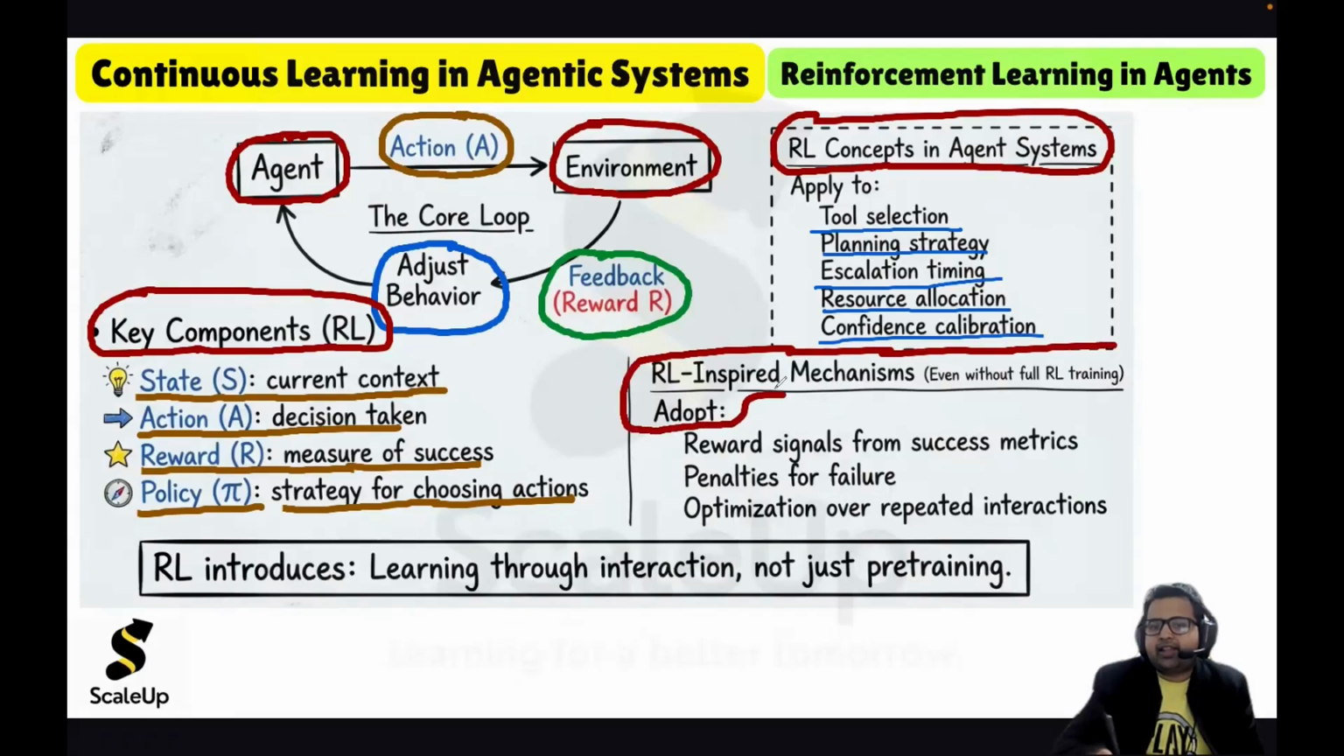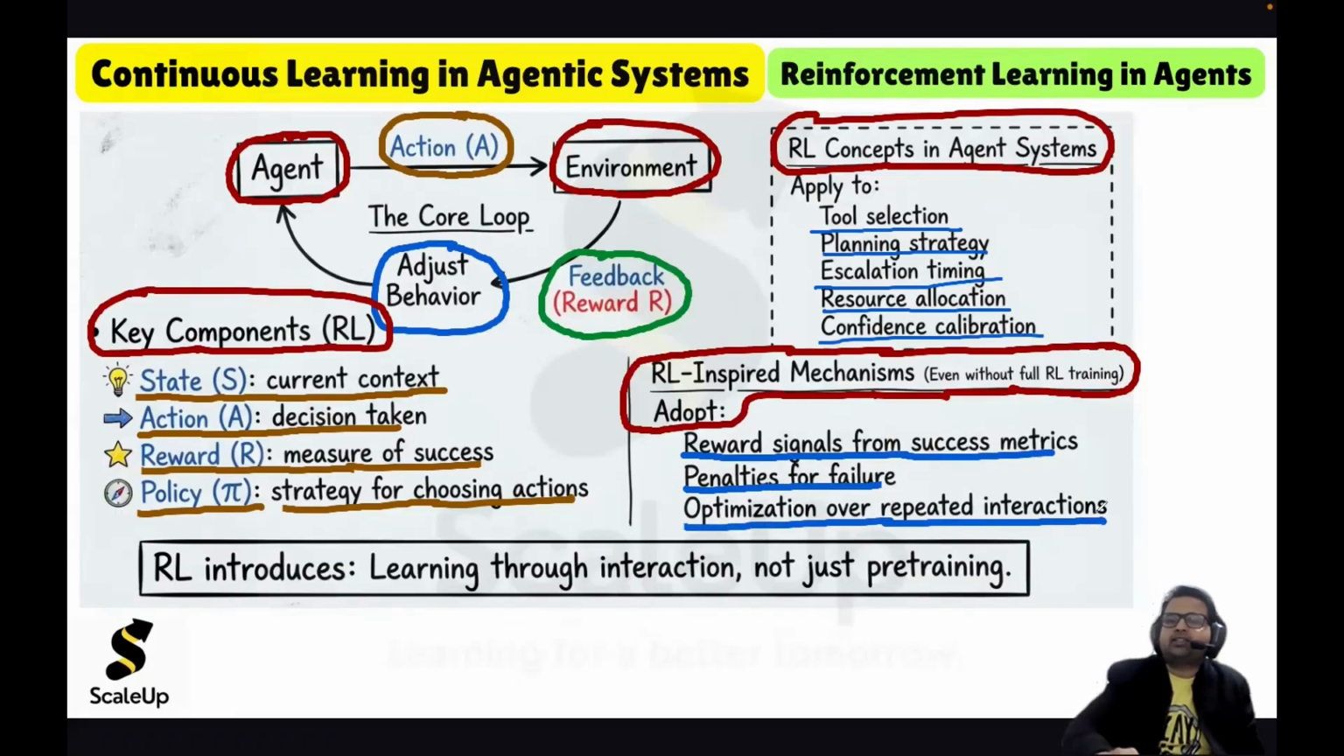See, the idea is that in agent systems, we are not fully using reinforcement learning. Rather, we are using a mechanism which is inspired by reinforcement learning. For example, in agent systems, we will be using the concept of reward signals from success metrics, penalties for failure, and optimization over repeated interaction. Like there is a loop, we will keep on optimizing until the goal is achieved. Penalties will be given for failure, and reward will be given for success.